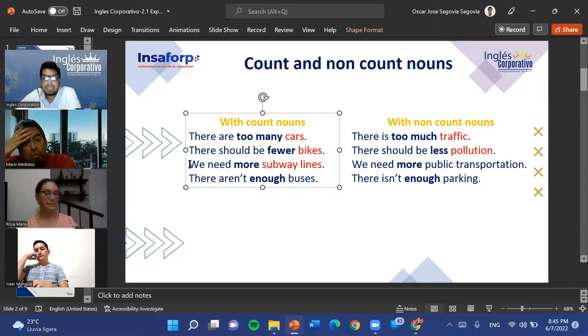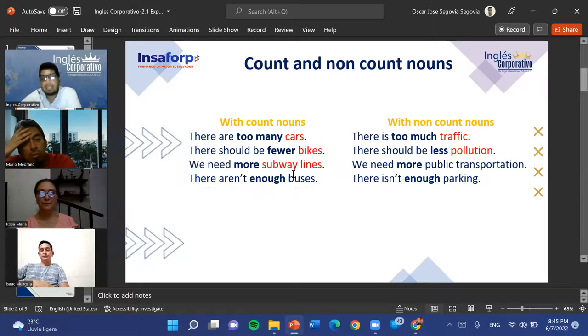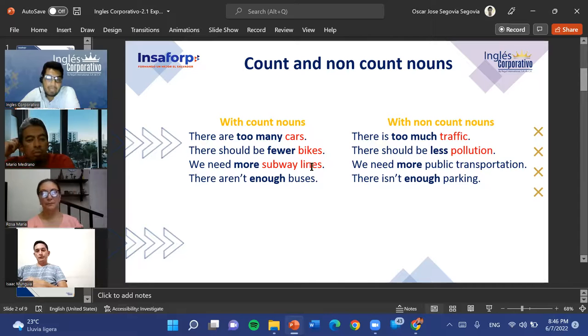So, we need. Esa sería una forma también, esto del we need, en la cual expresemos una necesidad comunitaria. No solamente en cosas que tengan que ver con nuestra comunidad, el lugar en el que vivimos, sino que también se puede referir, ¿verdad?, a cosas que ustedes consideran que necesitan, qué sé yo, con sus amigos, en un equipo de trabajo, en una empresa. Entonces, siempre que hay alguna necesidad, vamos a decirlo así, ¿verdad? We need. And then, of course, depending on what is, the specific thing that you need. And here, for example, is we need more subway lines.